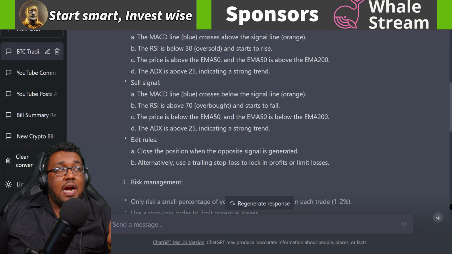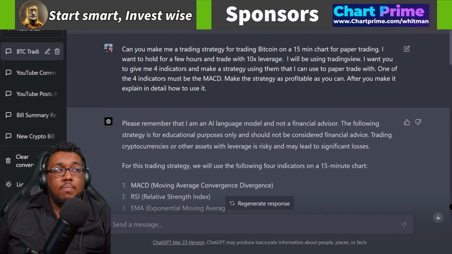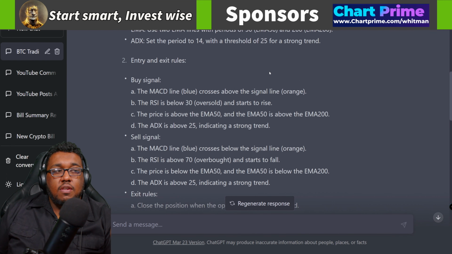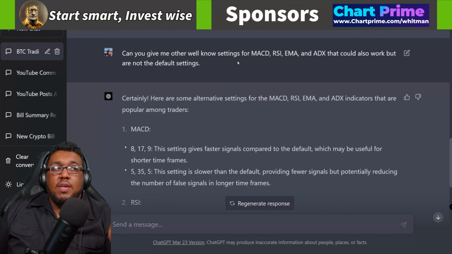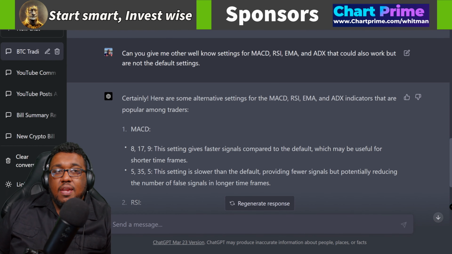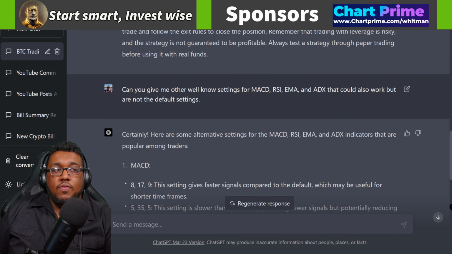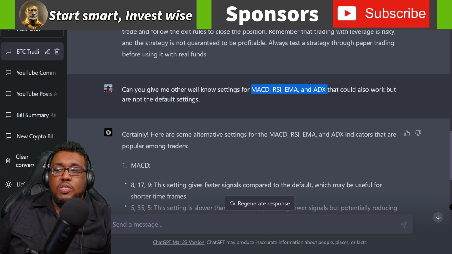So remember, I will put down the prompt below, both of them, for can you make a trading strategy here? And then I'll do the other one as far as can you give me other well-known settings for MACD, RSI, EMA, and ADX, stuff like that. But remember, you're going to be filling in the blanks because you're going to be doing different indicators out there.